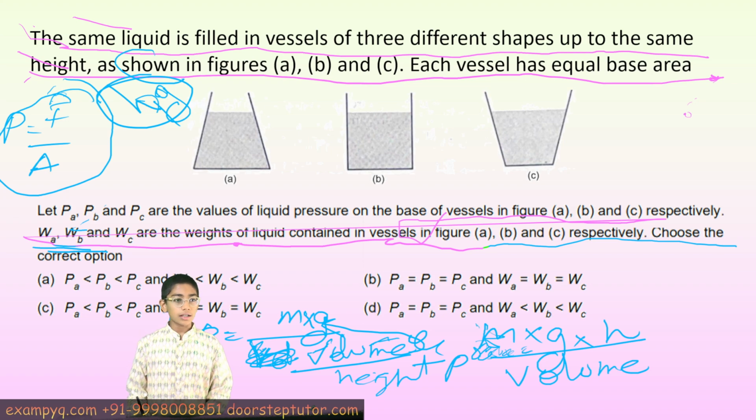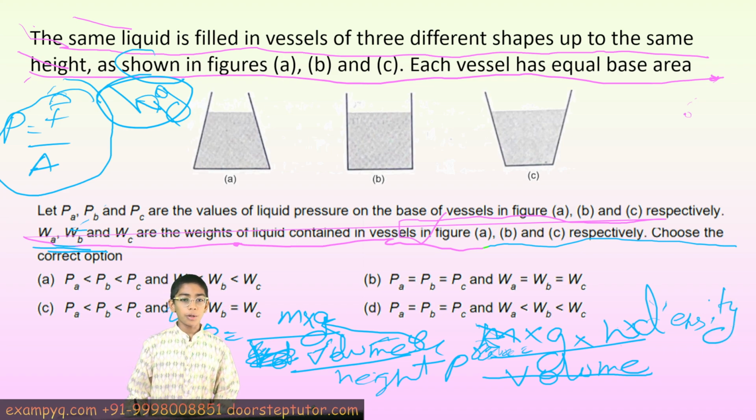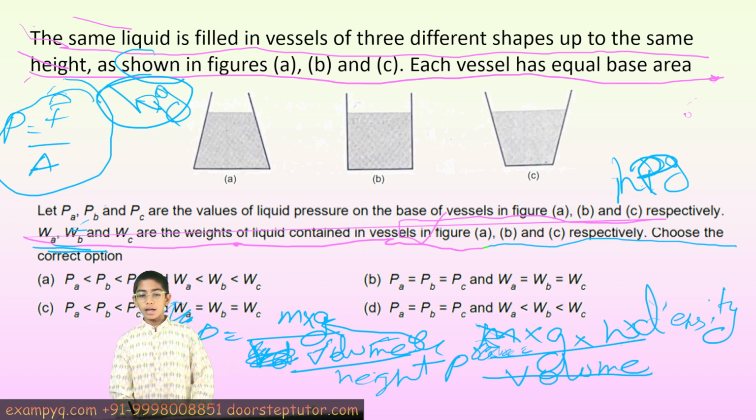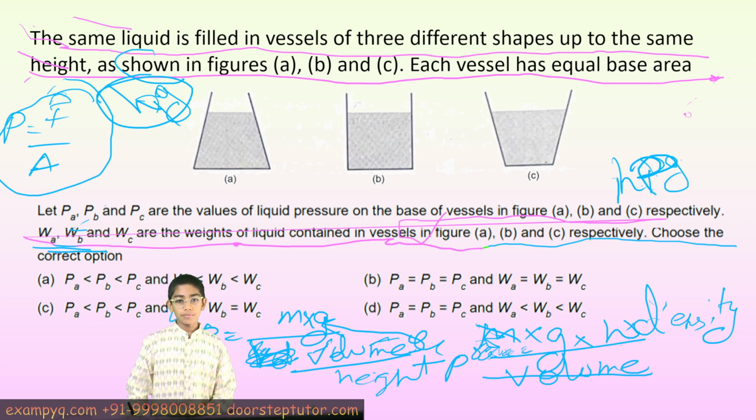Since we know that mass upon volume is density, we get the formula for pressure as h rho g, or height into density into gravity.